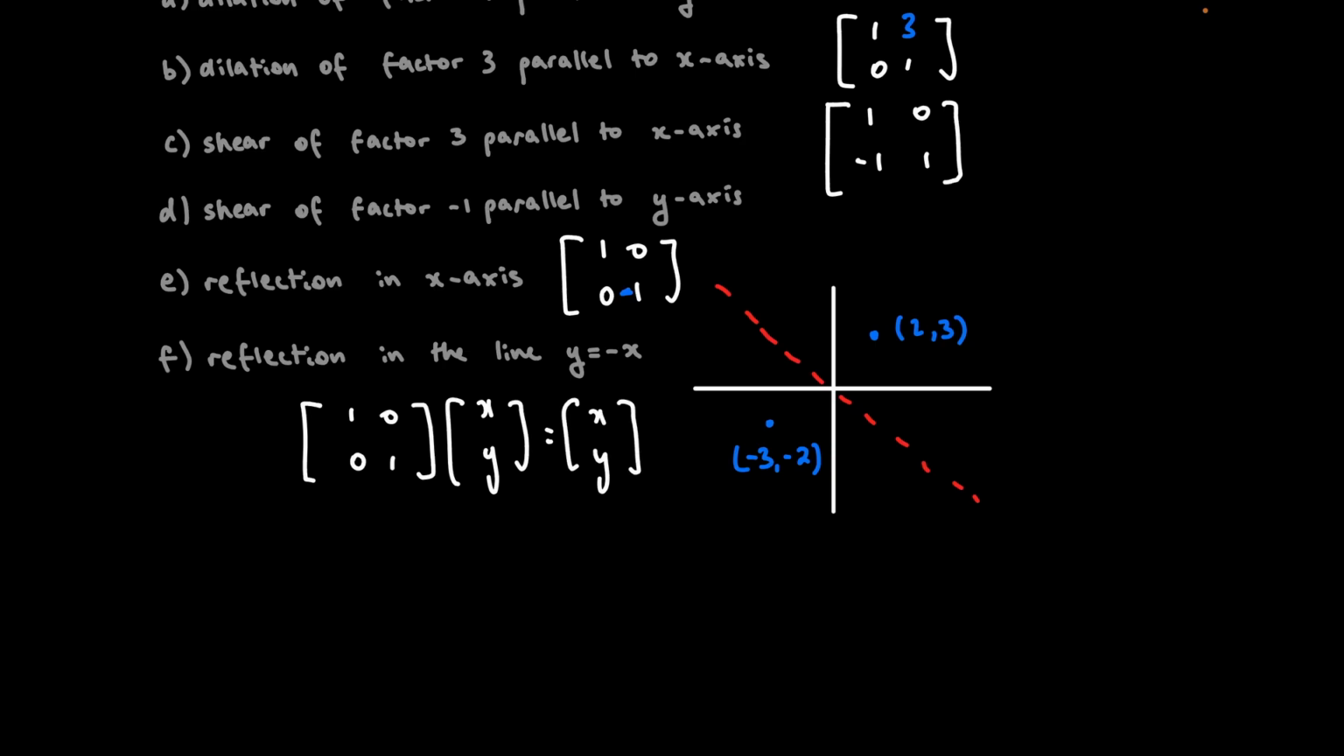Okay, and we know that this here will retain the x and y values. If we change the numbers 1, 1 to like, I don't know, 2, 2 or something, all that'll do is just dilate the x and y values. But we want to swap them.